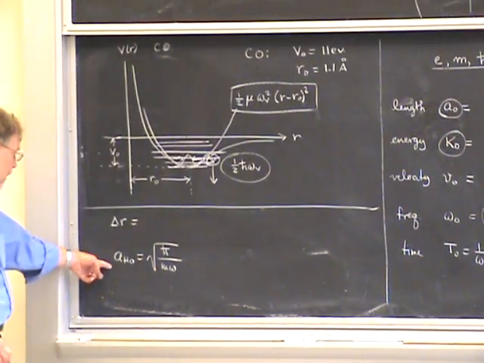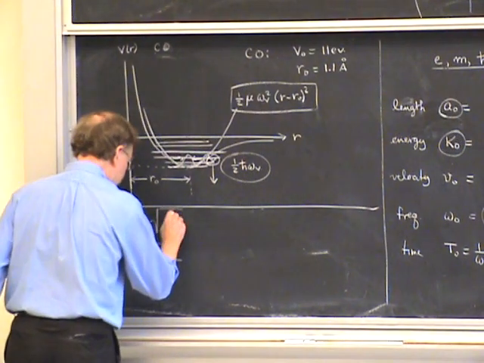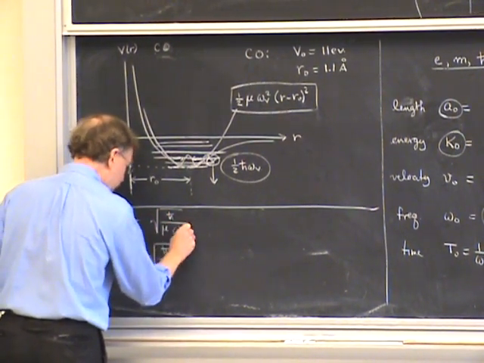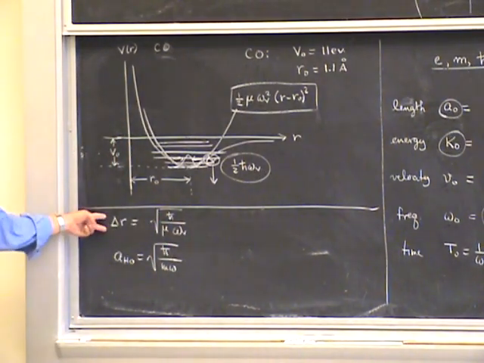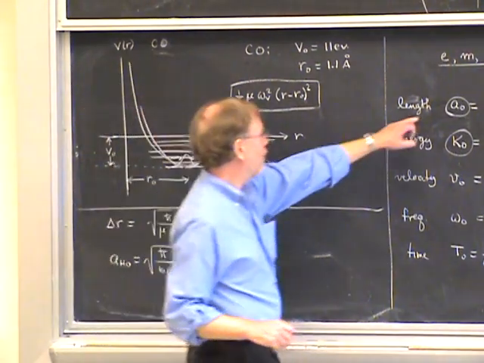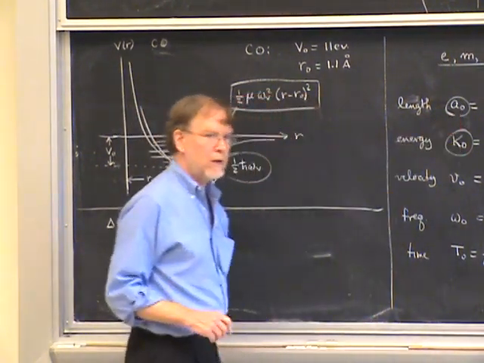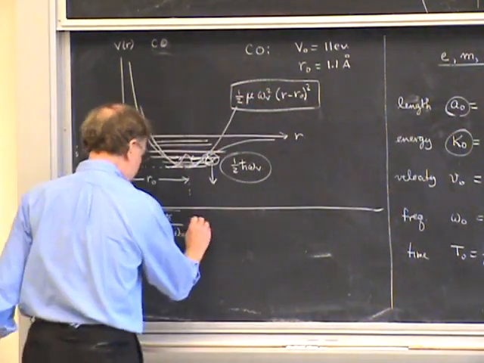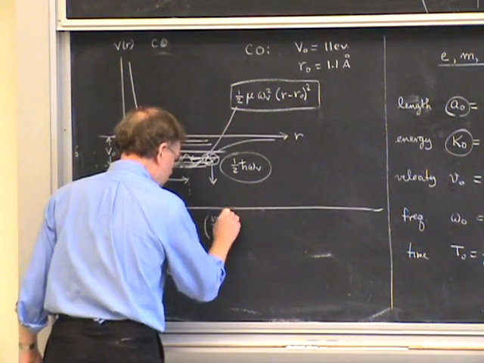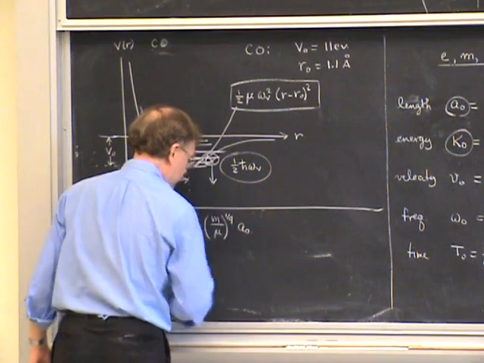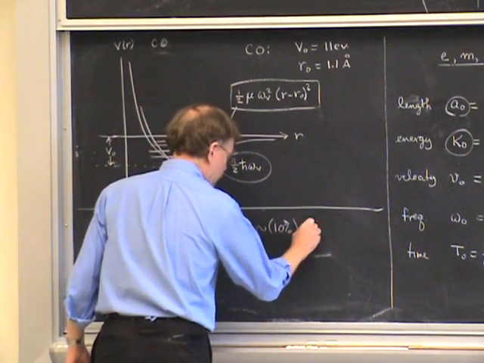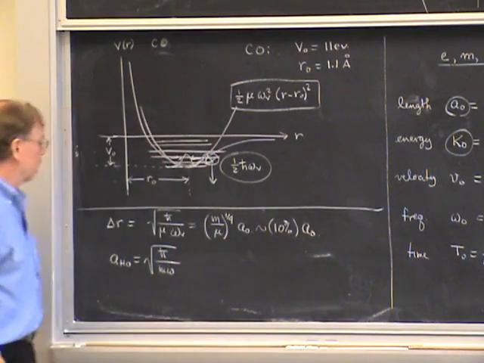And this delta R is really the same thing, except the h bar is the same, but the mass is replaced by the reduced mass, and the omega becomes the vibrational frequency, omega_v. Now this has dimensions of length, so it's got to be proportional to a0 times a dimensionless number. If you work it out, that dimensionless number is the mass ratio, m over mu, to the 1/4 power times a0, which is, very roughly, something like 10% of the Bohr radius.